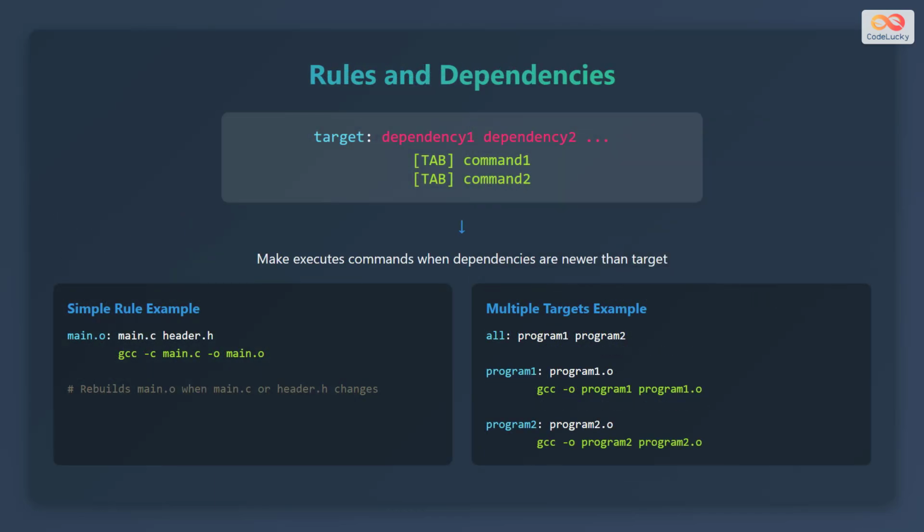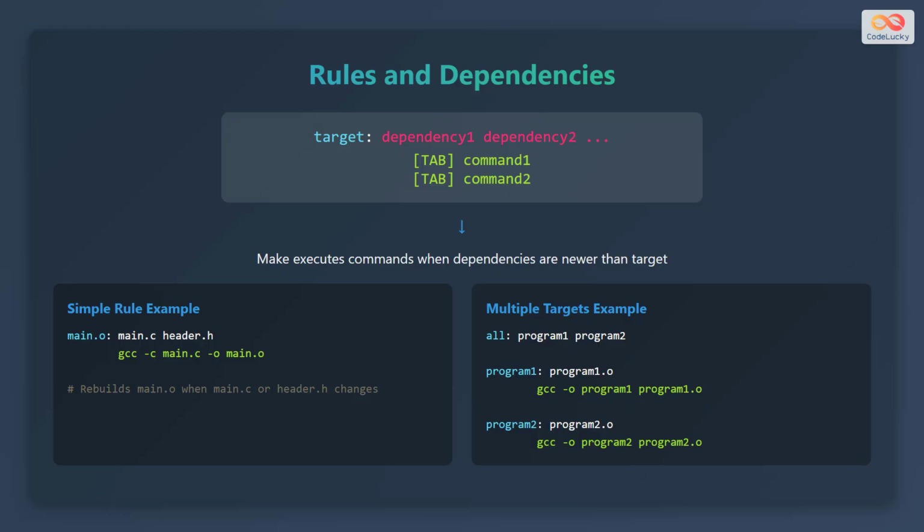In a makefile, a rule specifies how to build a target from its dependencies. The basic structure of a rule is as follows: target, dependency 1, dependency 2, and so on. After that, there are commands. Make executes the commands when the dependencies are newer than the target.